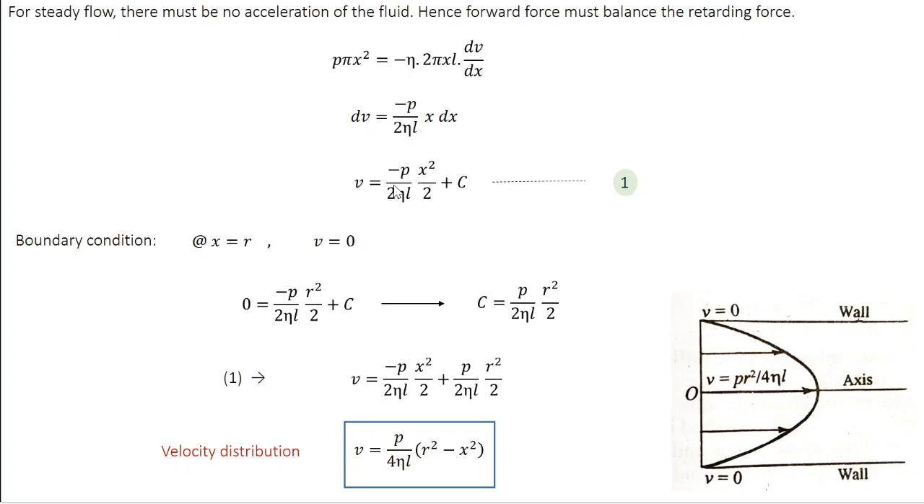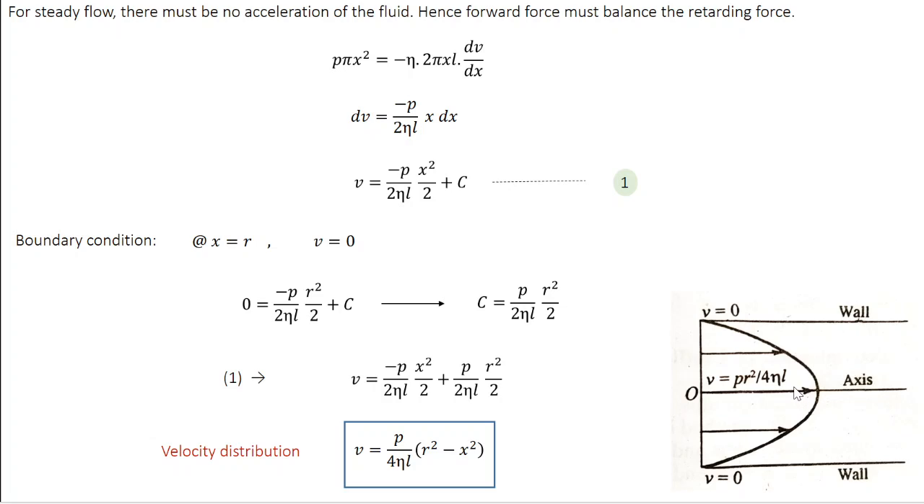So let's rewrite this equation at this boundary. We know that velocity v equal to 0 and x equal to r. So the equation becomes 0 equal to minus P by 2 eta L, r square by 2, plus C. From this I get the value of C equal to P by 2 eta L, r square by 2. Now substitute for C in this equation. So v equal to minus P by 2 eta L, x square by 2, plus P by 2 eta L, r square by 2. Or the velocity distribution v equal to P by 4 eta L, into r square minus x square.